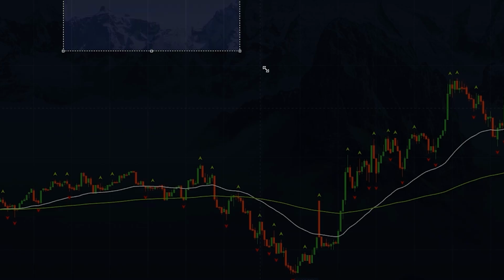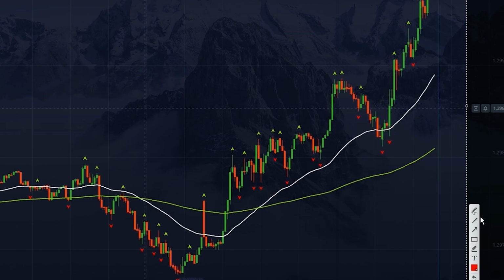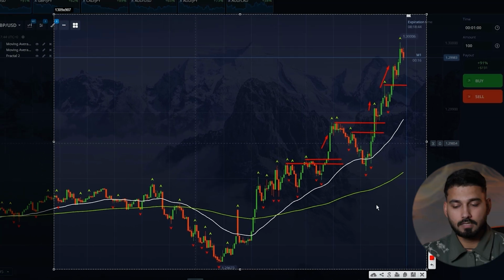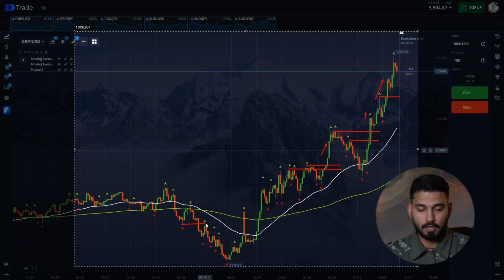Now we need precise entry points and fractals will help us with that. We draw a line from these triangles and wait for the price to cross them. A breakout in any direction signals continuation of the movement. This way we can enter multiple times within a single trend and it works both upward and downward. The MAs tell us the direction of the price movement and the fractals give us entry signals.